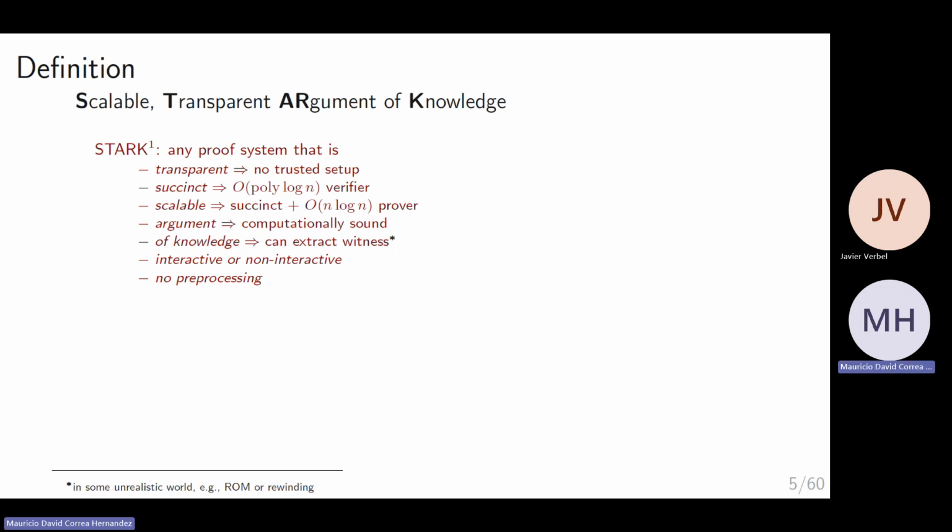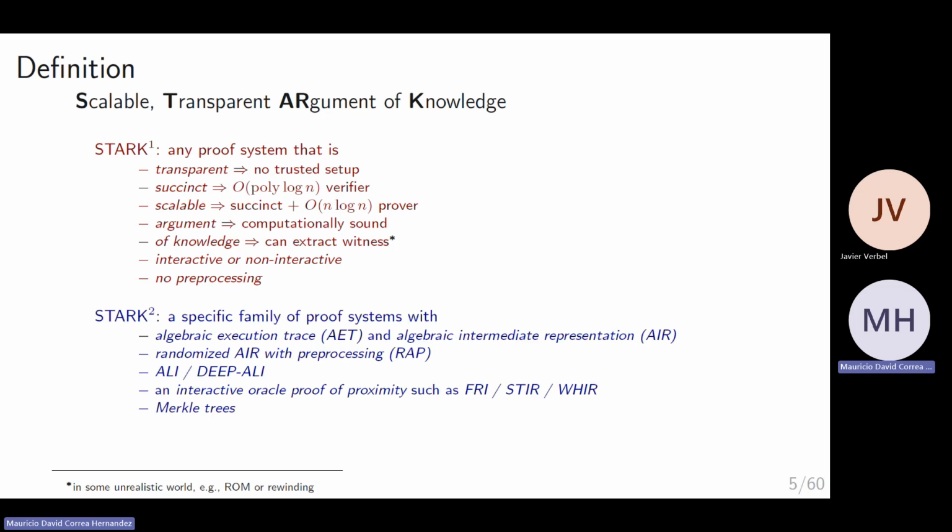According to this definition, Starks can be interactive or non-interactive. And there's a good reason why you might prefer interactive Starks, which is that the communication complexity is a lot smaller. And also, according to this definition, it cannot have pre-processing, whereas according to the next definition, it can have pre-processing. Yay, there are multiple definitions. And so people often ask me, what is a Stark? And then I have to say, it depends on who you ask.